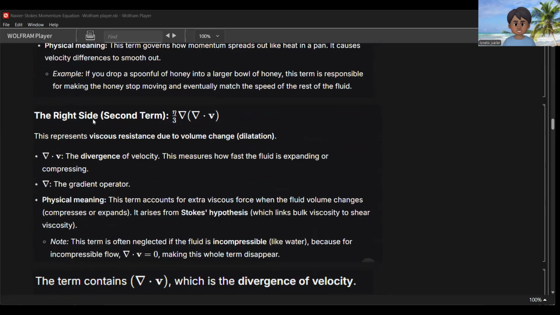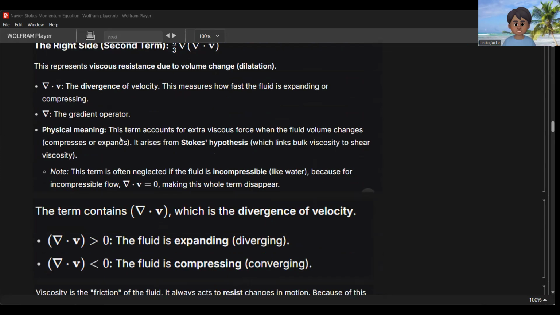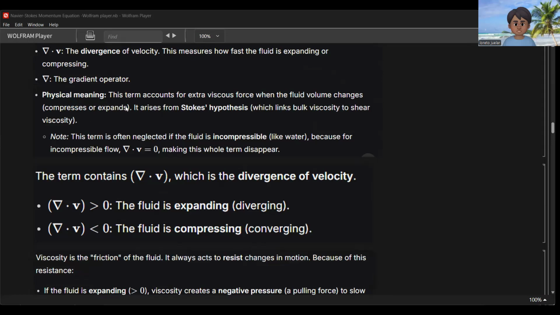And we have the right side, the second term here. This one is the divergence of velocity, which measures how fast the fluid is expanding or compressing. We have already discussed this, but let's review it. We have the gradient operator, and the physical meaning: this term accounts for extra viscous force when the fluid volume changes, compresses, or expands.